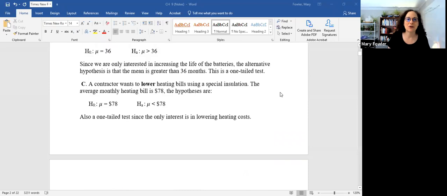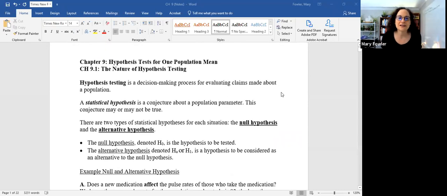I'm going to begin by sharing my screen, picking up the chapter 9 notes from Blackboard. Okay. So hypothesis testing is a decision-making process for evaluating claims about a population. So we're going to call these conjectures. A statistical hypothesis is a conjecture about a population parameter, and the conjecture may be true or it may not be true. So there are two types of hypotheses that we're going to identify.